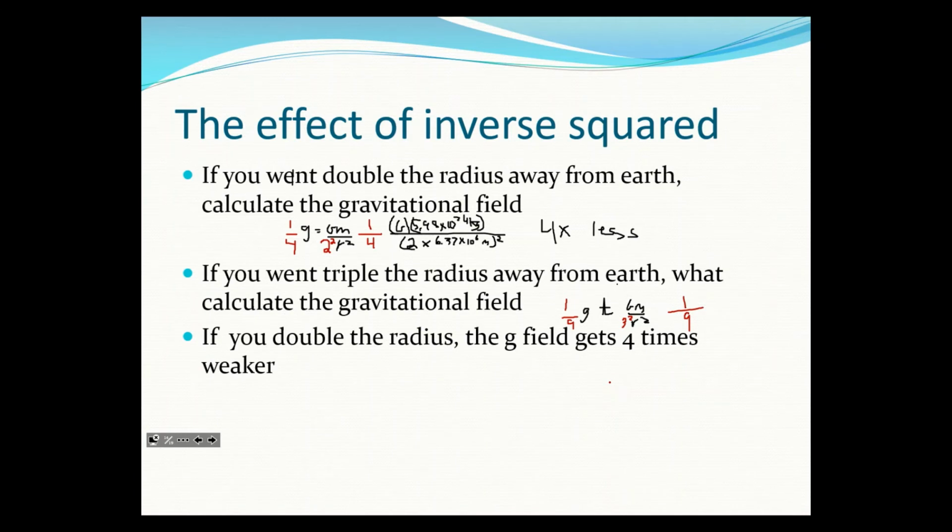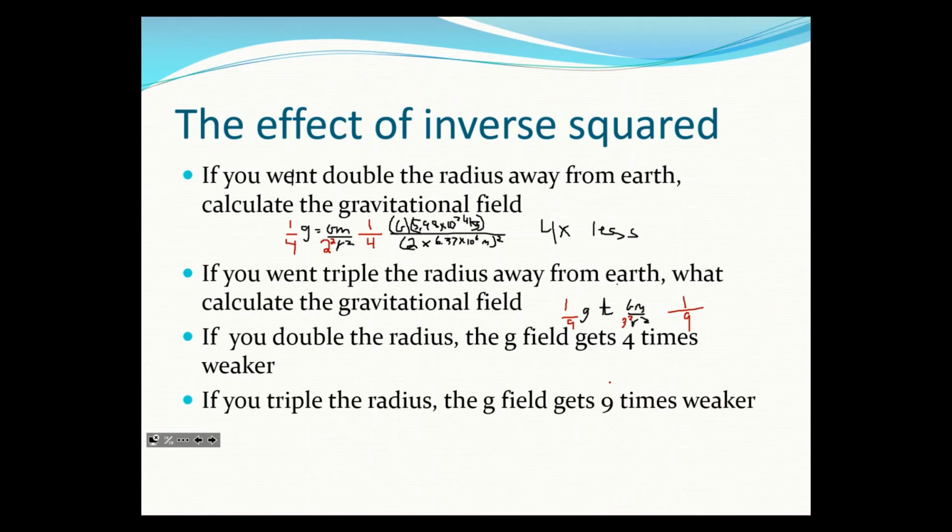So if you double the radius, you get 4 times weaker. If you triple the radius, you get 9 times weaker. If you quadruple it, you get 16 times weaker. If you 5 times it, you get 25 times weaker, right? Because if you double, we have to double that squared. Triple squared, right? 4 times squared, which is 16. 5 times squared, which is 25. So that's what happens. And there are questions like that that you need to know as well.